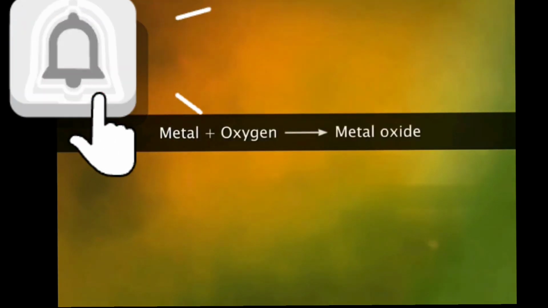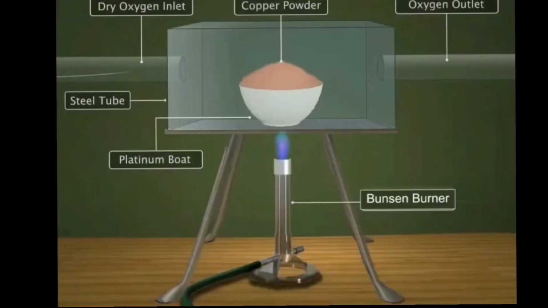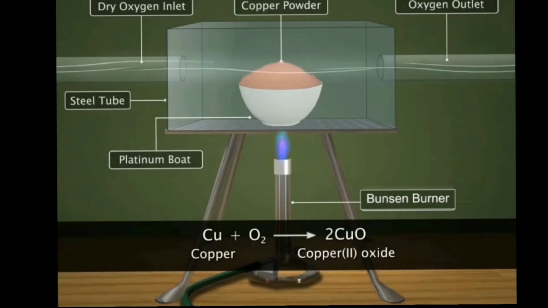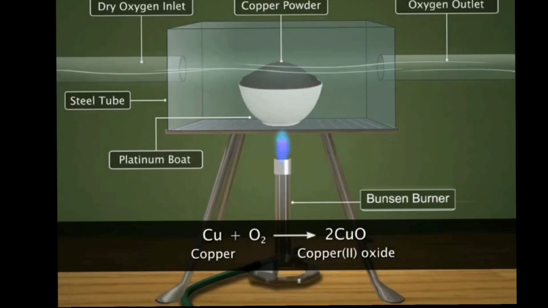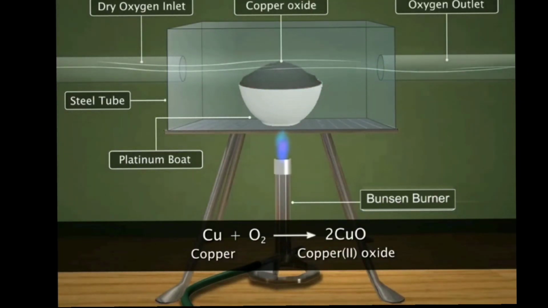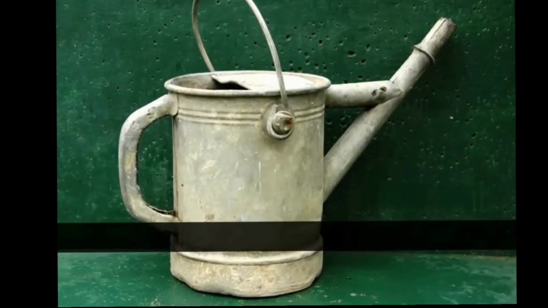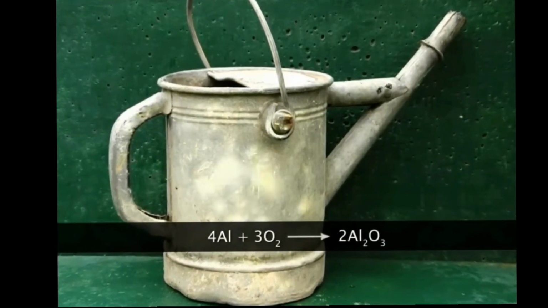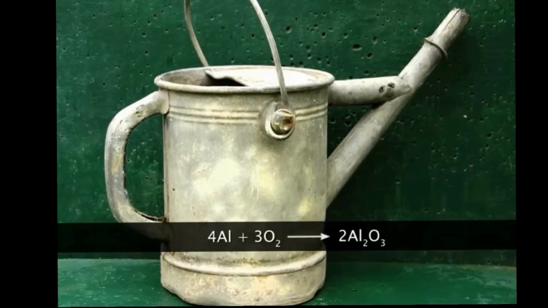Metal combines with oxygen to give metal oxide. When we heat copper in air, it combines with oxygen and becomes black copper oxide. Similarly, aluminium reacts with oxygen and forms aluminium oxide, also called alumina.